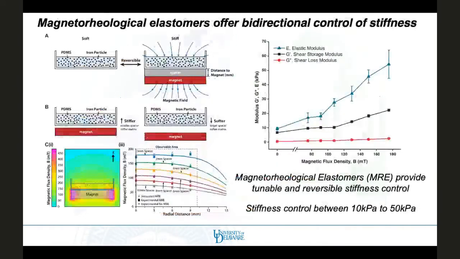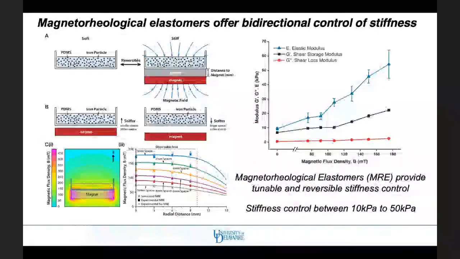So I work with these magnetorheological elastomers, which provide tunable and reversible stiffness control. Maybe you've seen them in different large-scale mechanical systems. They're used in actuators and pumps. They're usually really hard and stiff. And for ours, what we did was we combined a really soft polymer, PDMS, with iron particles randomly oriented within that matrix. And then by simply applying a magnetic field, we can achieve changes in elastic modulus.